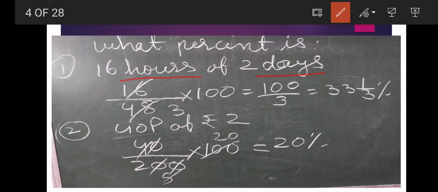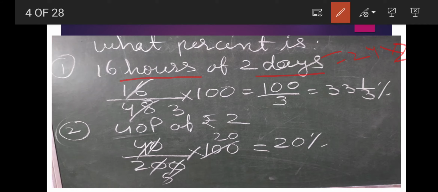It will be very easy when you convert these days into hours. 1 day is equal to 24 hours, so 2 days is 24 into 2, which is equal to 48. So 16 by 48 into 100. When you do the calculation, you get 100 by 3, which is 33 1 by 3%.